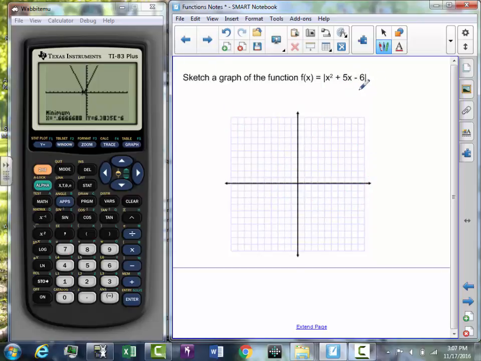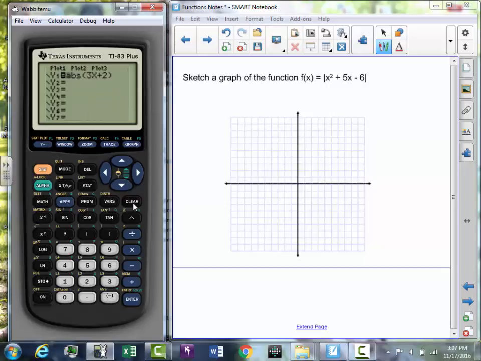So here's a quadratic graph. I'm expecting it to look like, I don't know, probably like a W of some kind, depending on what the quadratic looked like before you absolute valued it. So, second catalog, absolute value, the x squared plus 5x minus 6.